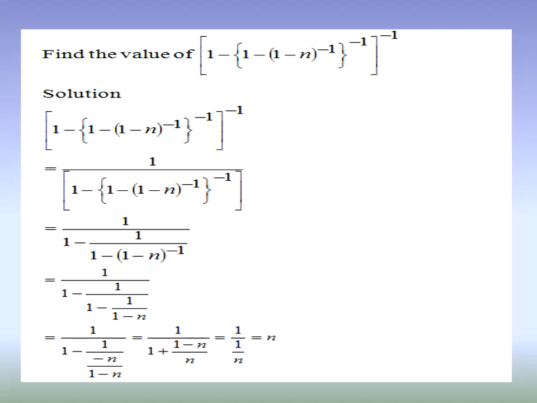Again you need to eliminate the to the power minus 1. So use the same condition. Now after calculating, we'll find 1 by 1 minus 1 by minus n divided by 1 minus n. So if I convert into the normal fraction, that becomes 1 by 1 plus 1 minus n by n. So just consider n as the LCM and add, we'll get 1 by 1 by n, and converting into the normal form, that becomes n. So n is our answer.